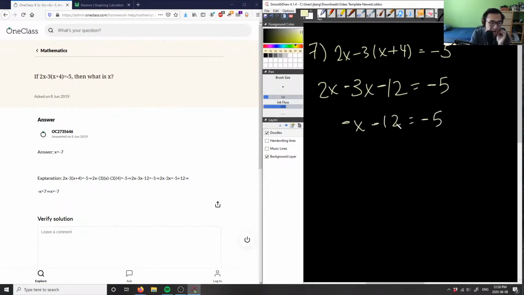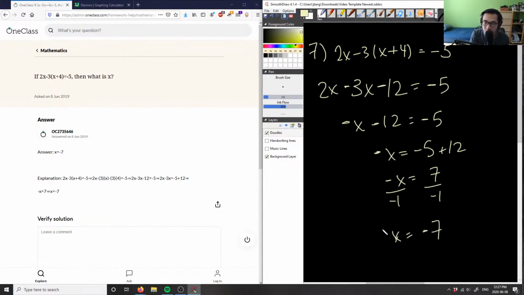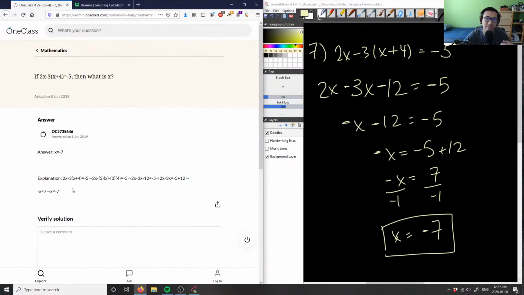And then I can simply add 12 to both sides to get x alone, right? So negative x equals negative 5 plus 12. So negative x equals negative 7. Or sorry, positive 7. And finally, I can divide both sides by negative 1, right? So this is divided by negative 1. X is going to give me negative 7. And this solution here is correct because they got x equals negative 7 as well. So the solution here is correct.